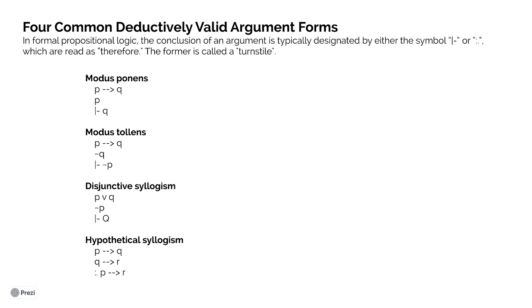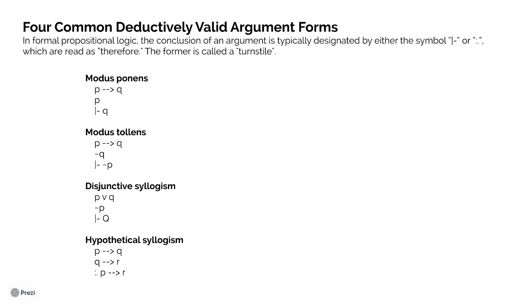We also looked in Module 2 at four of the most common valid forms of propositional logic and three common fallacies or invalid forms. But now we have a working knowledge of the logical operators, and so we can revisit them. And we're going noticeably deeper in the next module, so it is to your benefit to go ahead and refamiliarize yourself with these so that you can just build upon them more easily as we move forward. Also recall that when you see the turnstile or the three dots, that signals a conclusion, therefore.